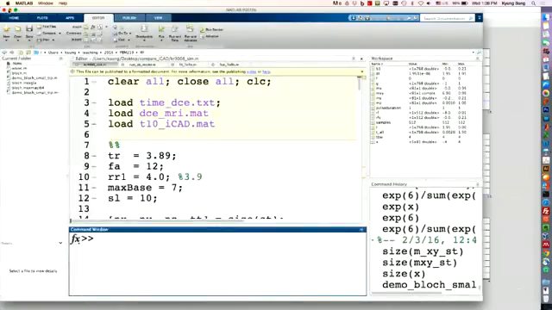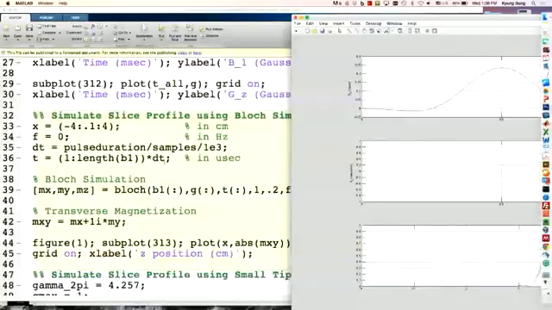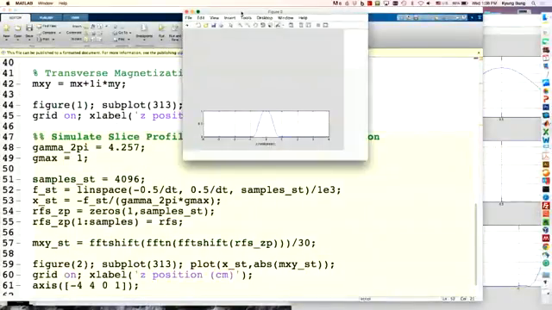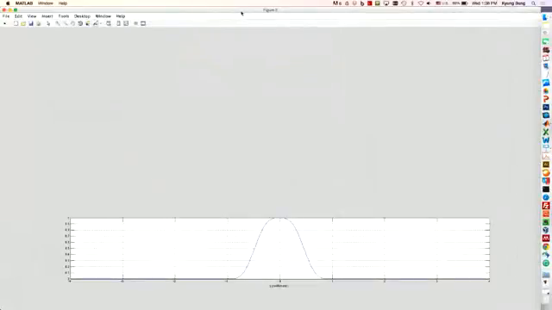And if you use the small tip approximation, it's pretty similar, right? The way that you look at the shape, this versus the numerical simulation, it looks pretty similar.